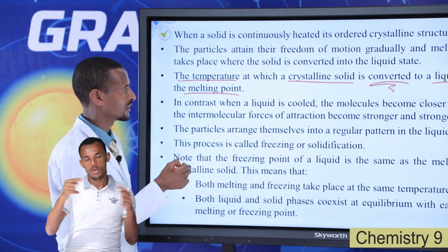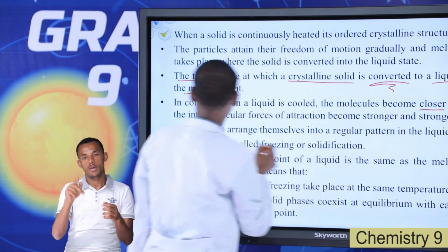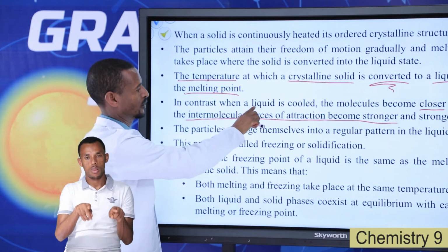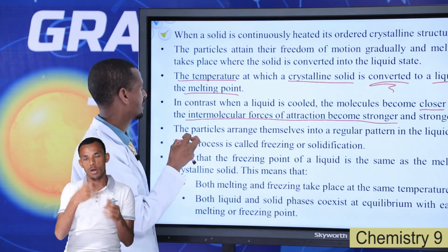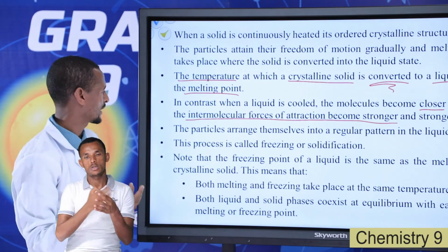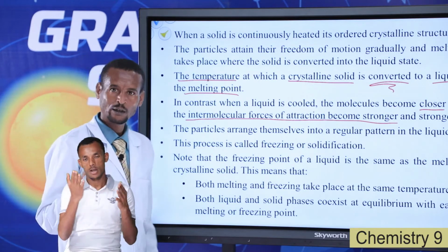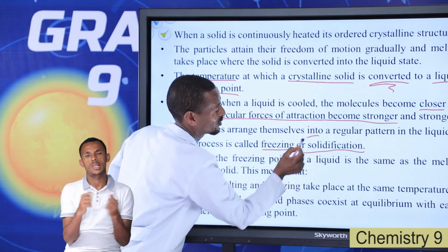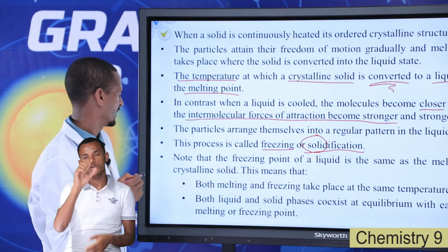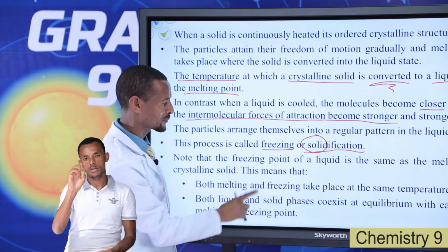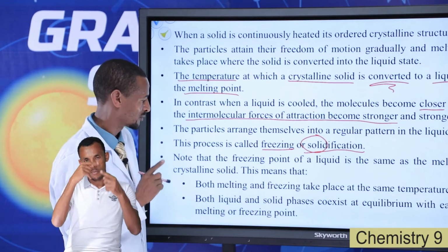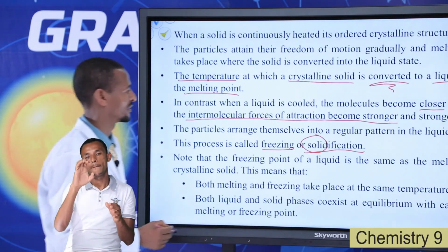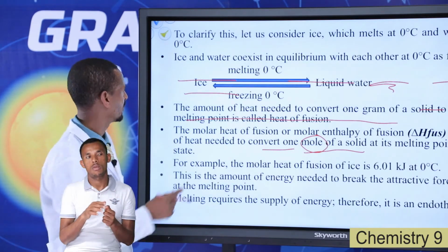In contrast, when a liquid is cooled, the molecules become closer and the intermolecular force of attraction becomes stronger and stronger. The particles arrange themselves into a regular pattern. The process is called freezing or solidification. The liquid becomes what? Solid. Both melting and freezing take place at the same temperature. Both liquid and solid phases coexist at equilibrium with each other at the melting and freezing point.